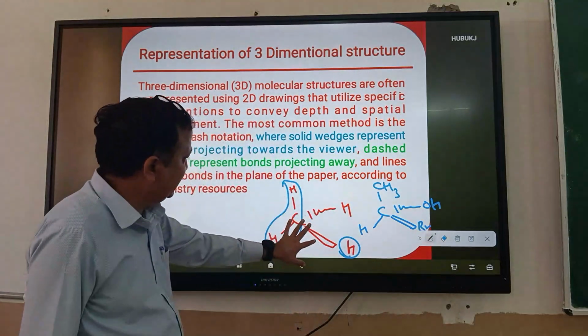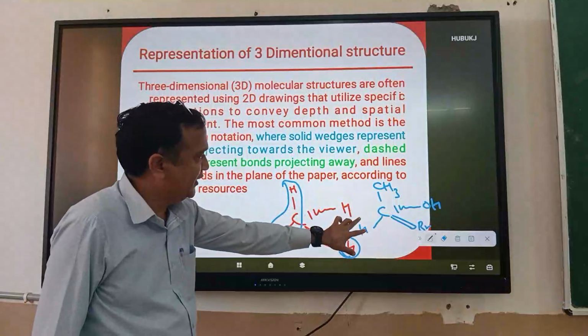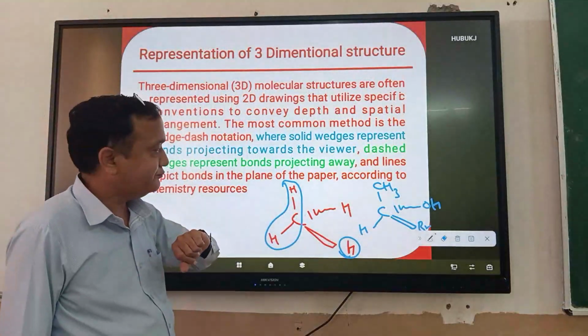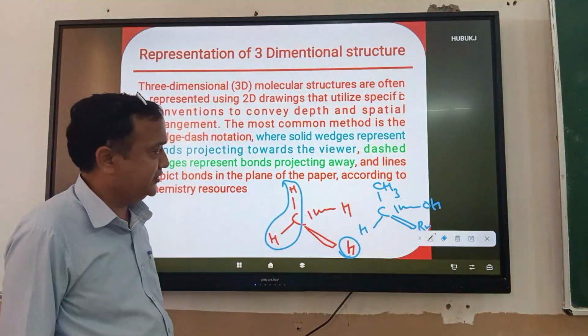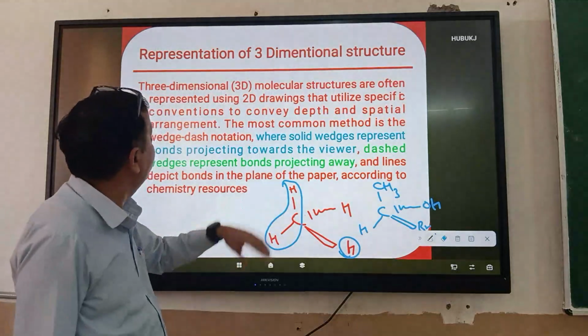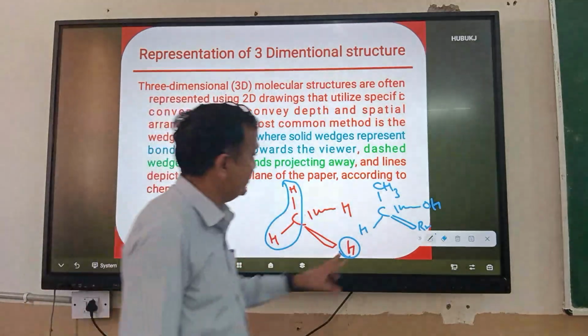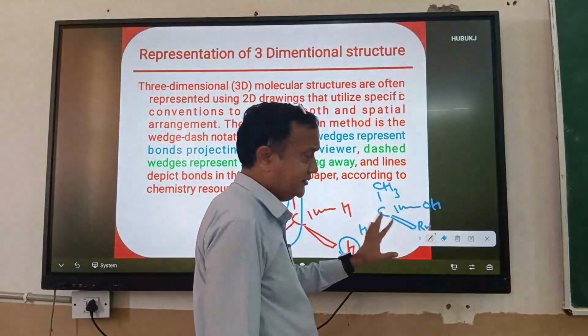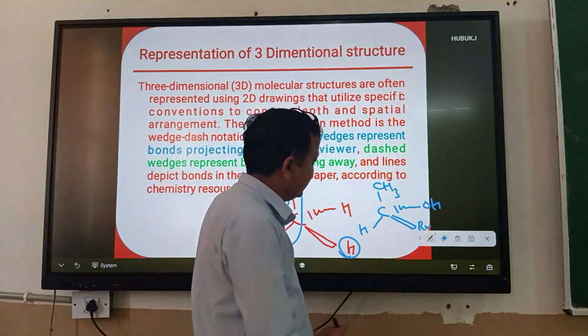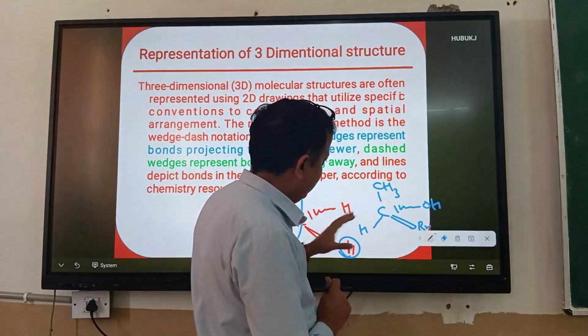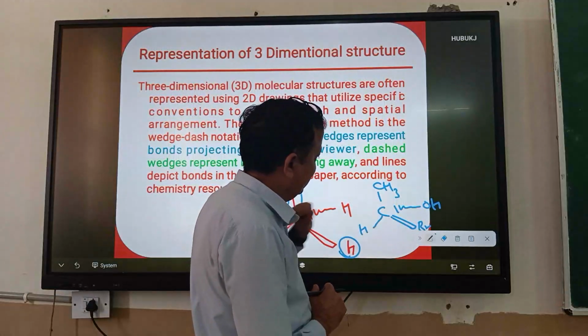Now, you have to convert this flying wedge structure into Fischer's projection. This is a three-dimensional representation. If you have to convert it into Fischer's structure, what do you have to do?